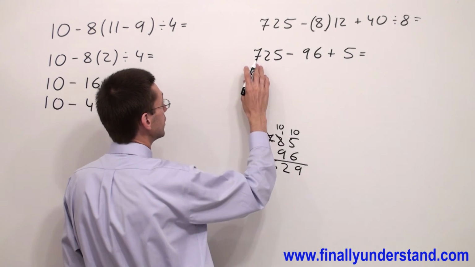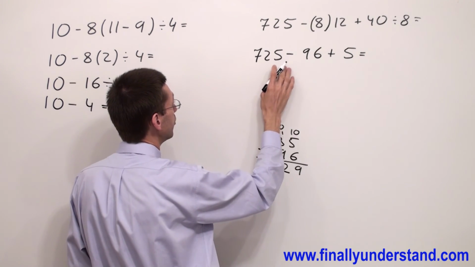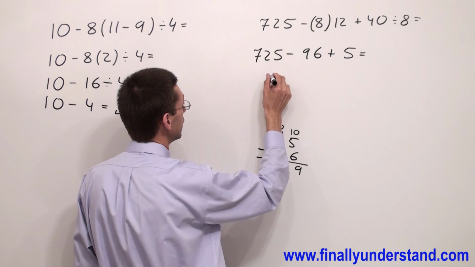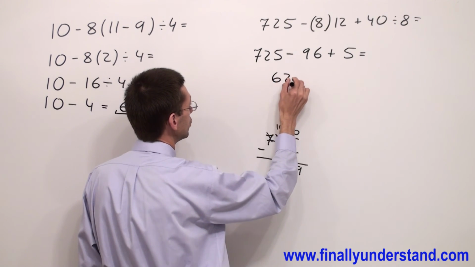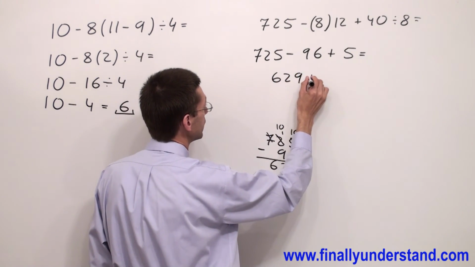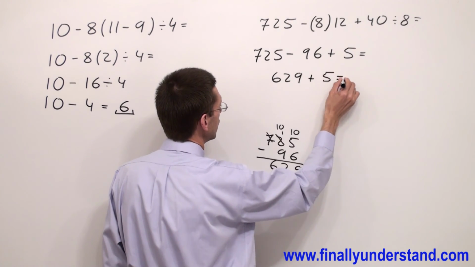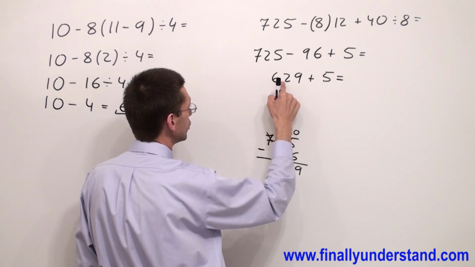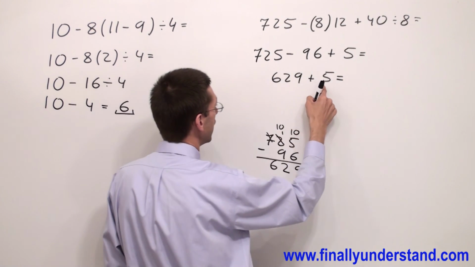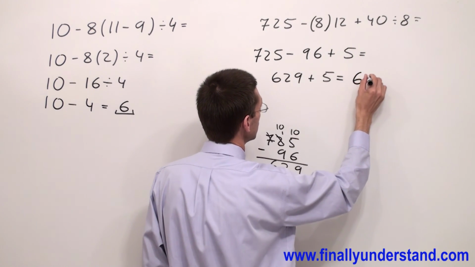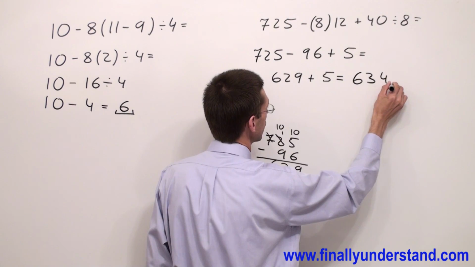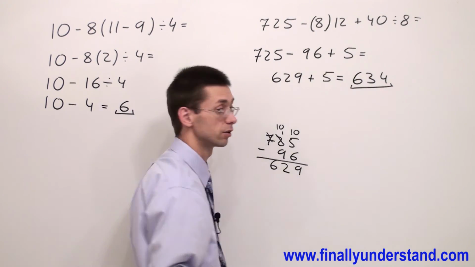So 725 minus 96 is equal 629. Plus 5. 629 plus 5 is equal 634. And this is the solution to my second problem.